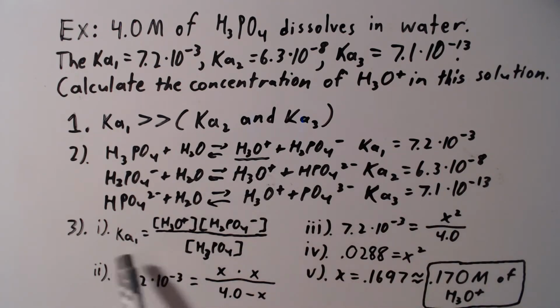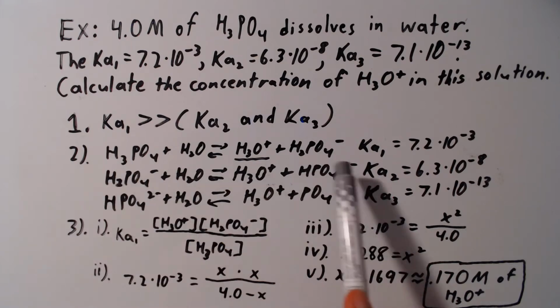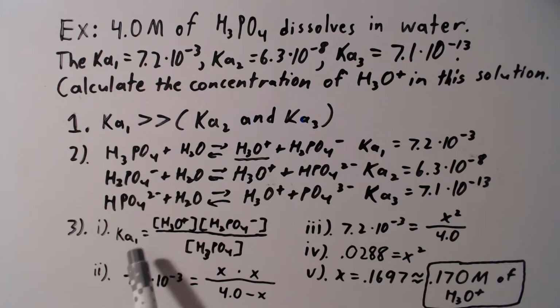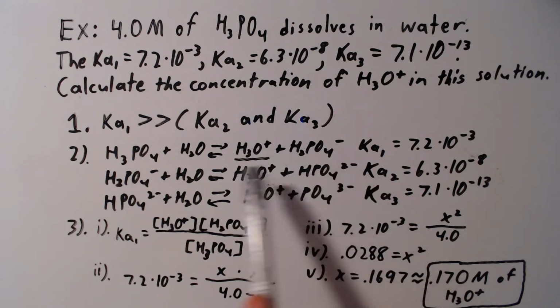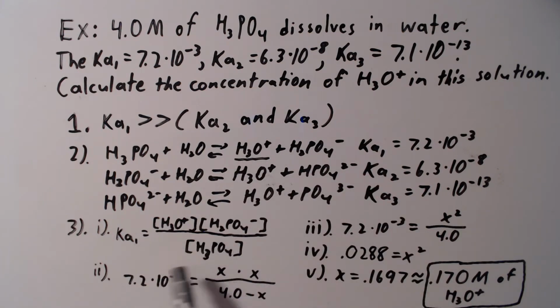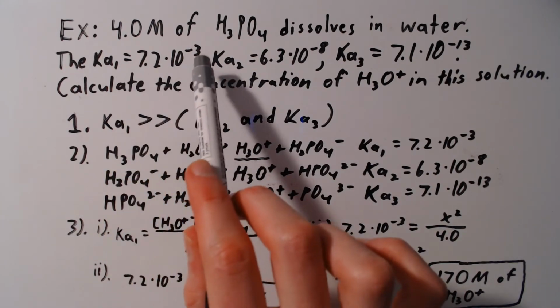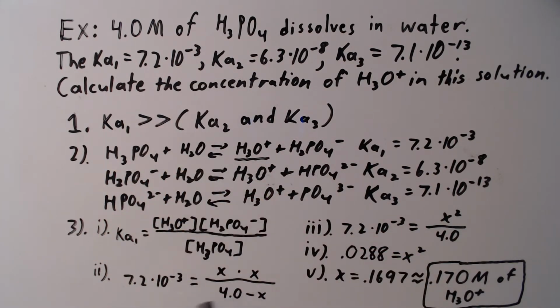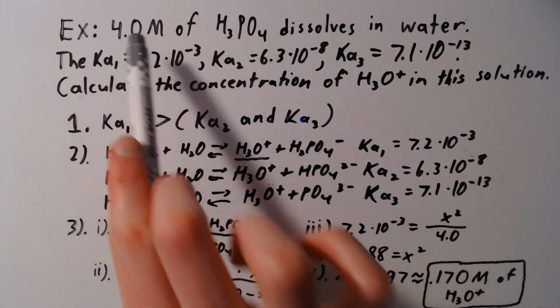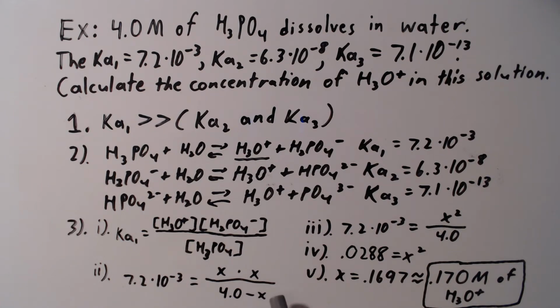First, we'll have to draw the equilibrium equation for this first reaction, and that will be Ka1 equals the products multiplied by each other, the concentrations of them, so H3O+ times H2PO4-, over the concentration of the reactant, so H3PO4, and we ignore the water, as always. Now we just plug in the values, so 7.2 times 10 to the negative third is the value of Ka1, and that will equal X squared over the initial concentration of the H3PO4, which is 4 molar, minus X.